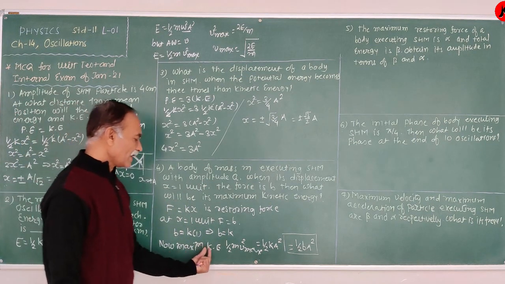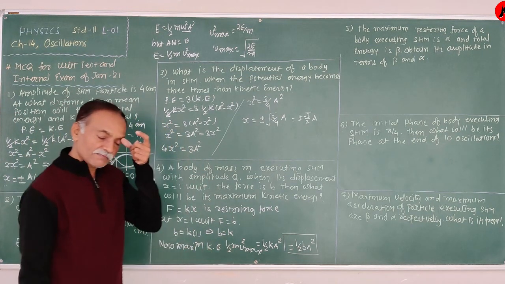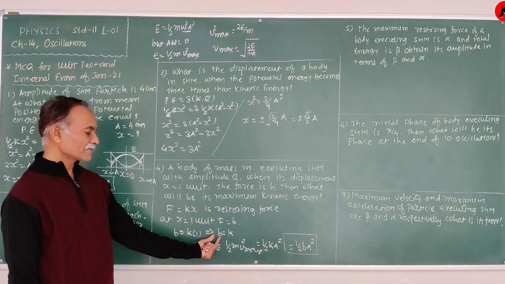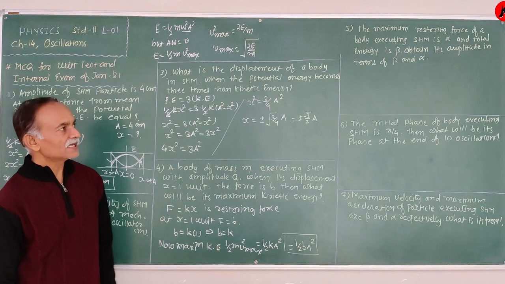Now the maximum kinetic energy, half m v square maximum, is equal to half k a square. Substitute the value of k. Therefore half b a square. Half b a square.